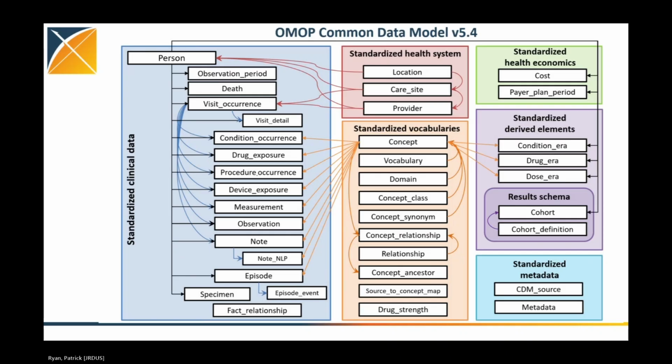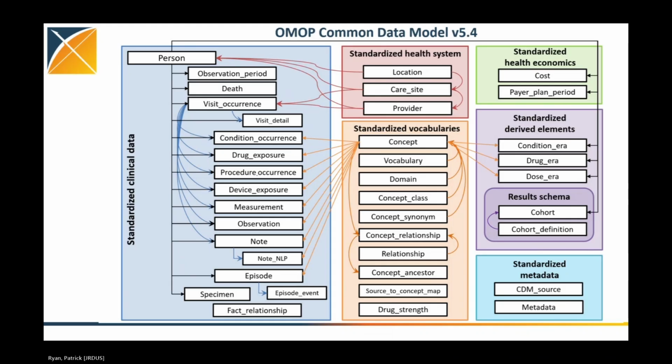But nonetheless, that provides you the denominator of person time: what did we observe about a person during this observation period? The types of elements we can observe in those observation periods are things such as death and visits. So when did you go to your GP? When did you go to your specialist? When did you go to the emergency room? When did you go to the hospital? How long were you in the hospital?